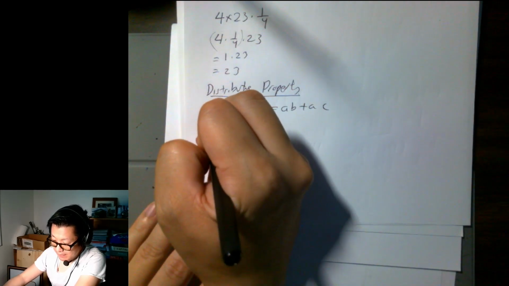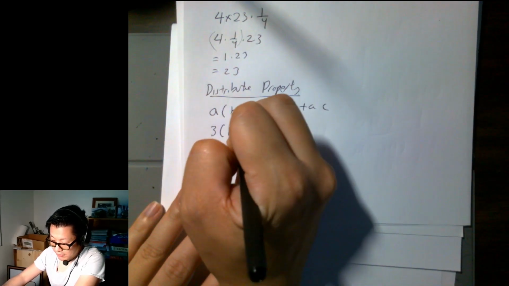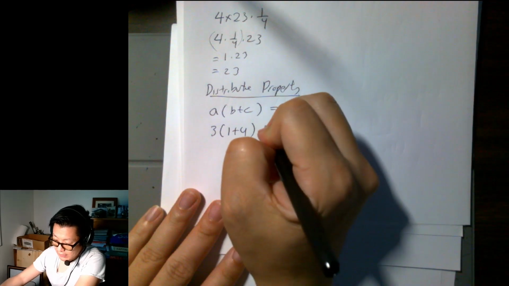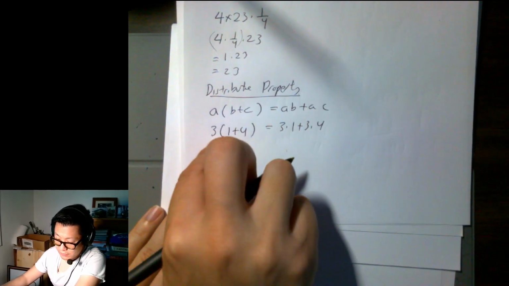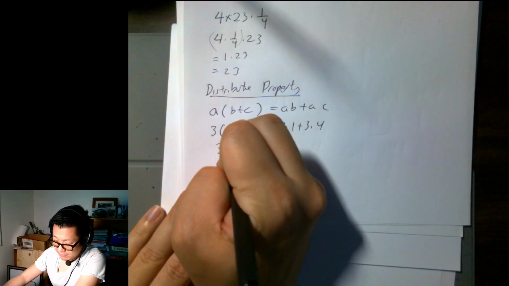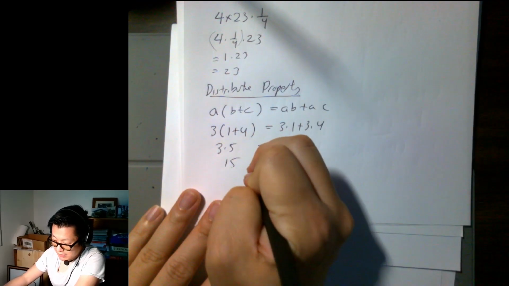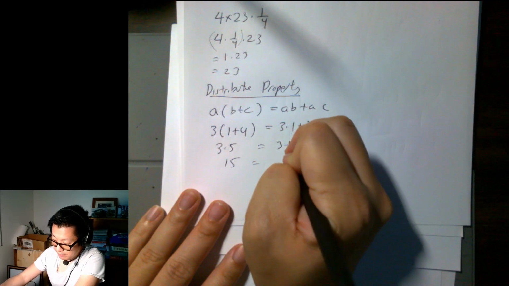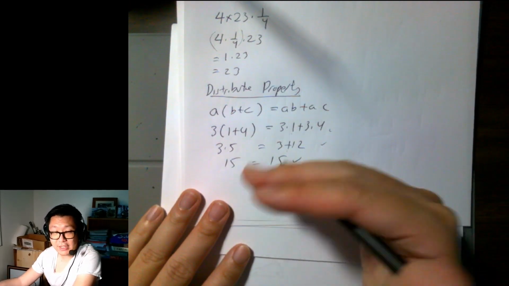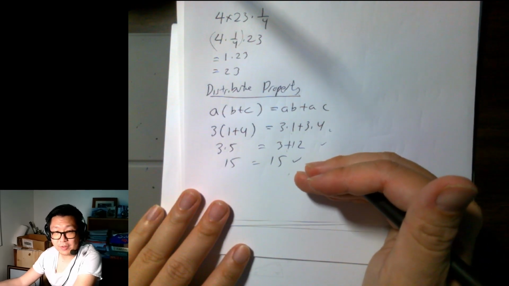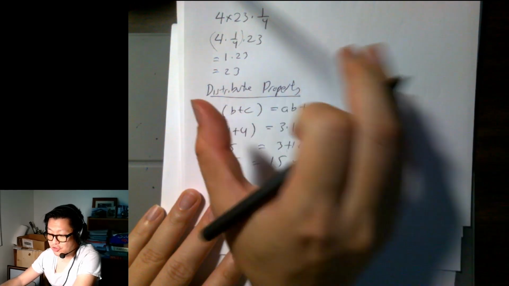Using a specific example, 3 times (1 plus 4) is the same thing as 3 times 1 plus 3 times 4. So if I calculate here, 3 times 5 is 15. Here we have 3 plus 12 is 15. So this is just a specific example just to show that it does work for this specific example, but it is a general property.